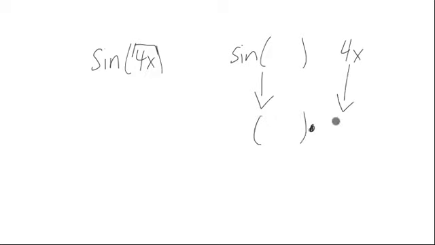The derivative of 4x is 4. The derivative of sine is cosine. But now what do we plug in? Into here. We plug into here whatever's going into sine originally, which is 4x. So that's our derivative right there.